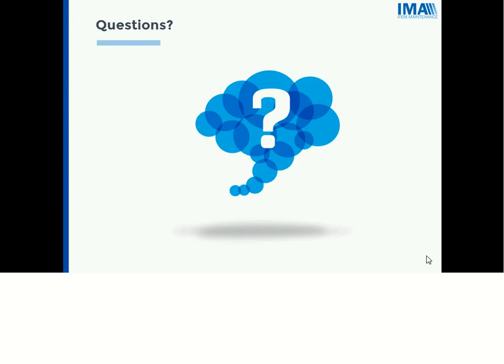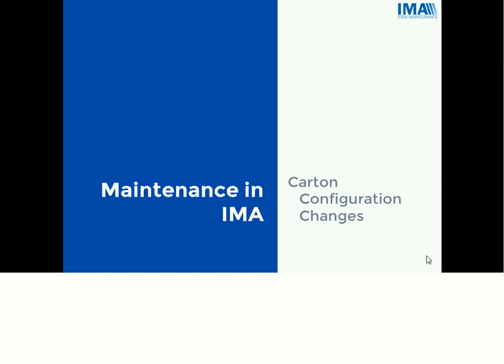So any questions about changing UPCs on operational items? Okay, we'll move on to carton configuration changes then.